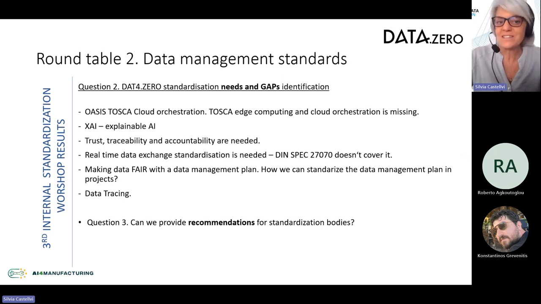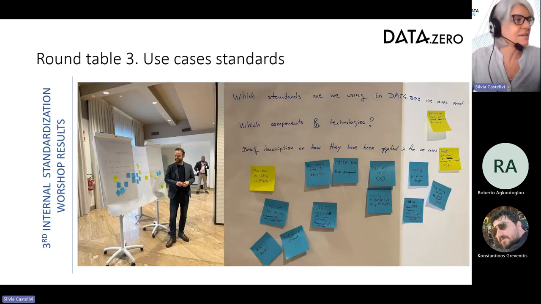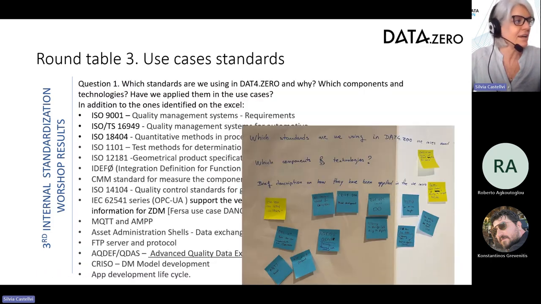And I have to say that this is something that is solved with the new data space protocol. But also making data FAIR with a data management plan, how we can standardize the data management plan in projects, data tracing. So a lot of needs and gaps were identified. And here you can see some examples, okay?